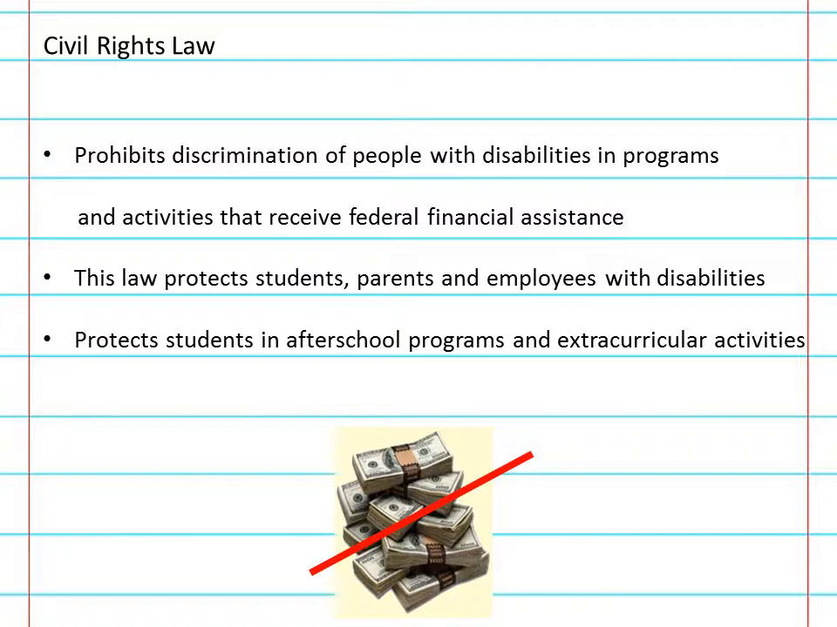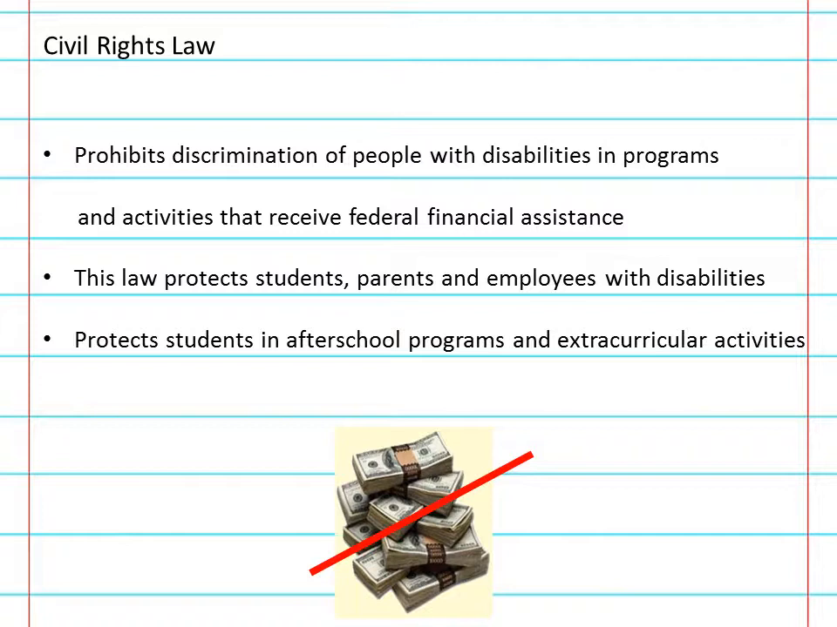This law not only protected students with disabilities, but parents with disabilities as well as employees. So it's a little more broad than IDEA, which only covers birth through 21. Now we're looking at beyond that, in higher education and also in the work world. It also extends beyond the school day to after school programs, extracurricular activities, and all of those things, not just the academic day during school.